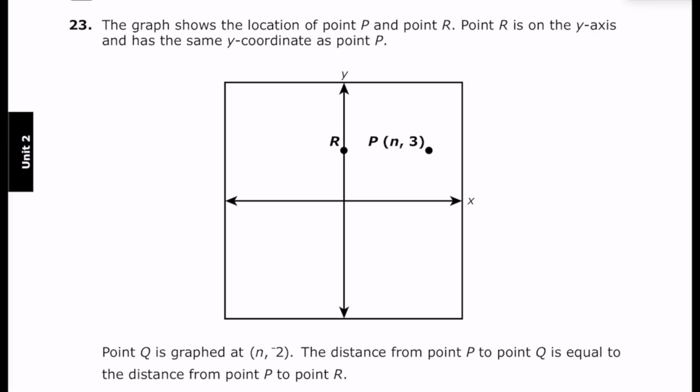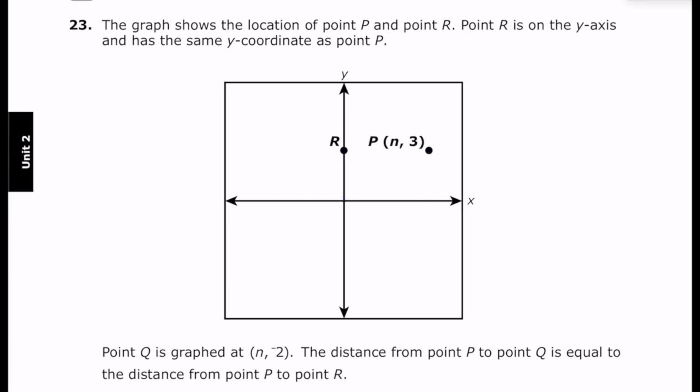For 23, it says the graph shows the location of point P and point R. We can see here that point P is located in quadrant 1. And then we can see that point R is located on the y-axis, on the positive part of the y-axis. So just make these observations as we are understanding the problem. It says point R is on the y-axis and has the same y-coordinate as point P. So that just means that these two points are left and right of each other, and they have the same y-coordinate. So the distance from the x-axis, this distance here, is going to be the same as this distance over here.